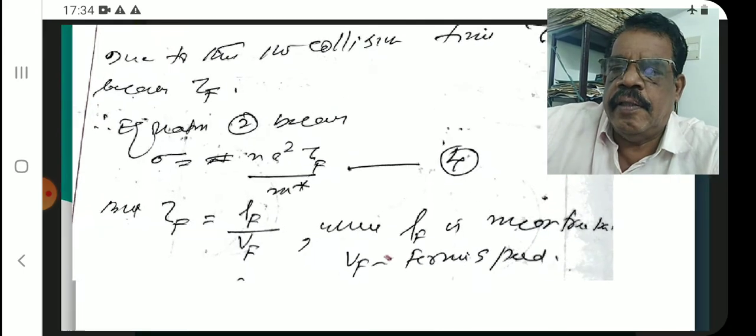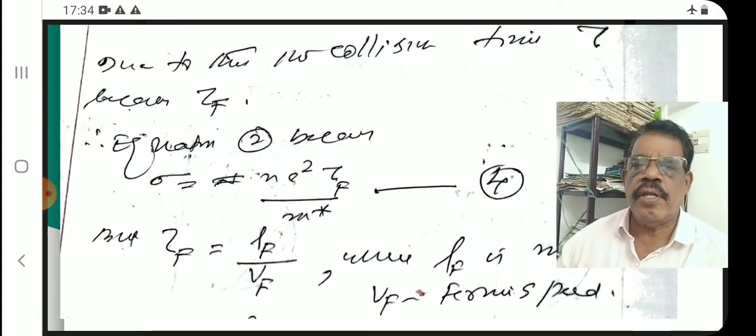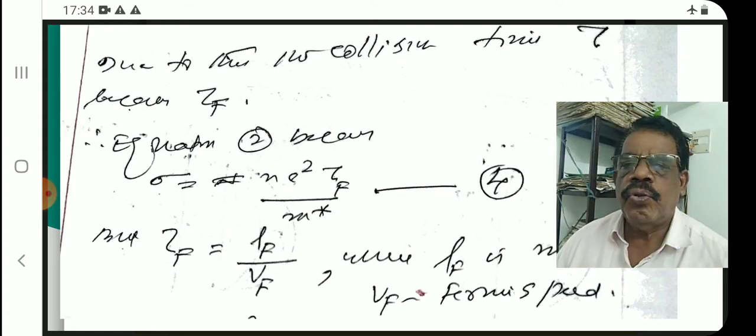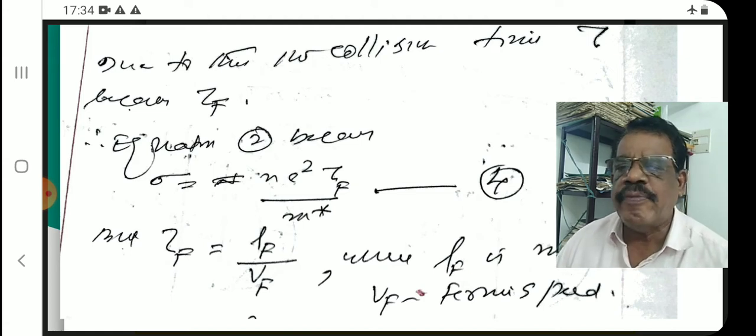And see the changes due to the collision: time tau becomes tau f.